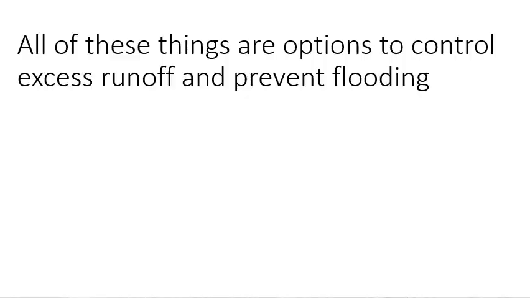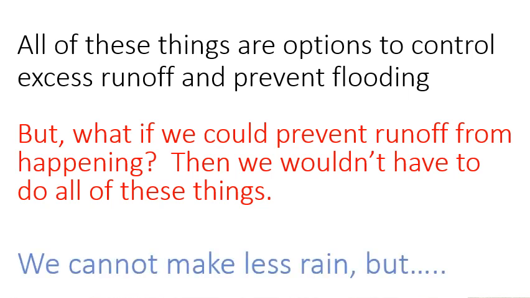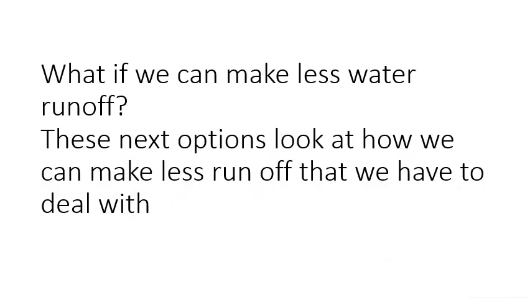So all of these things are options that we can do to control the runoff once we have the runoff. But what if we can make there be less runoff in the first place? Then we wouldn't have to do all that stuff. Well, we can't make it rain less, but let's look at another option. What if we can make there actually be less runoff? Take the same amount of rain, and instead of allowing a bunch of it to become runoff, what if we can let it infiltrate first?